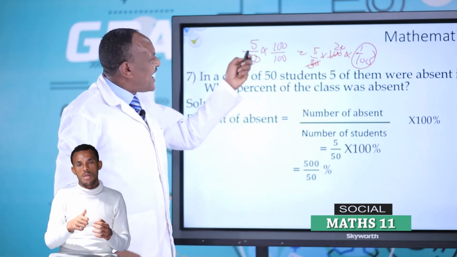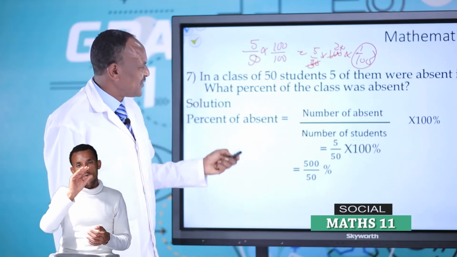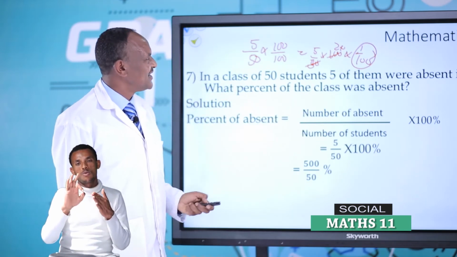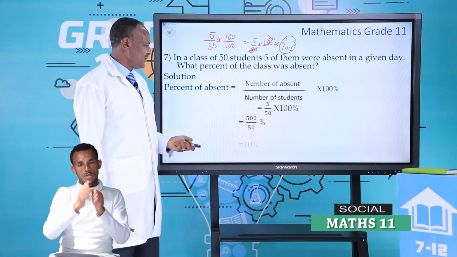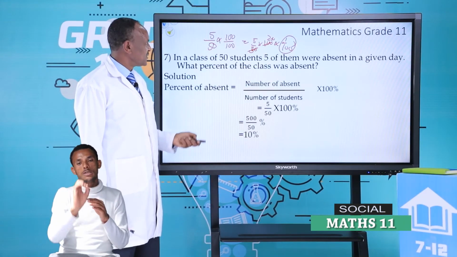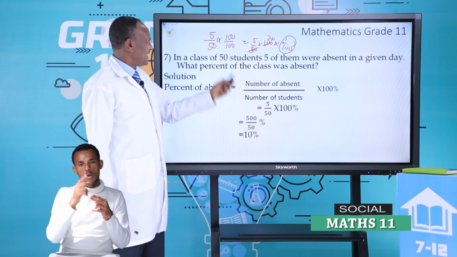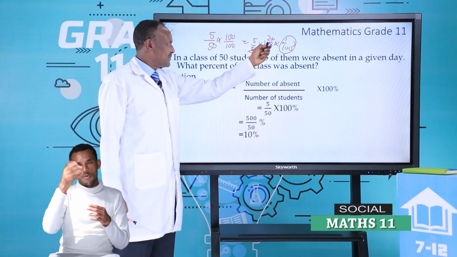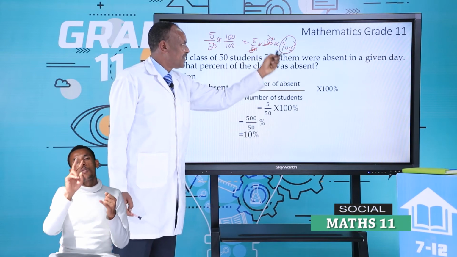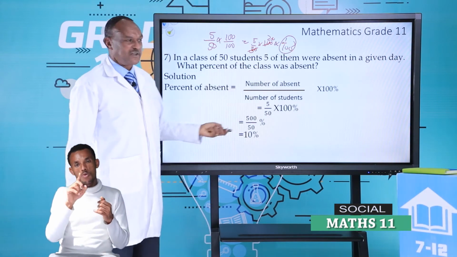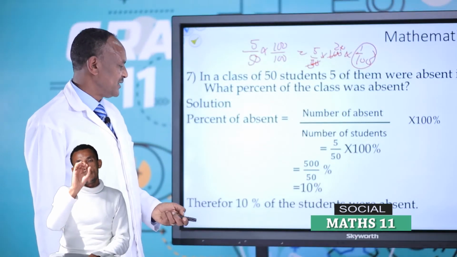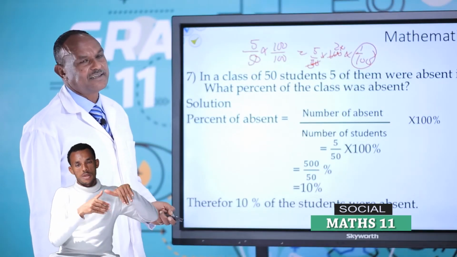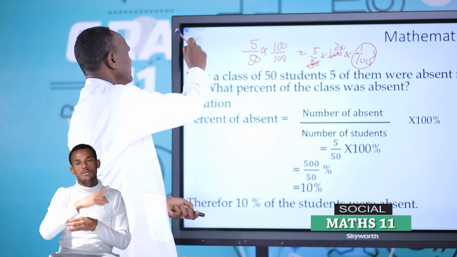So 5 over 50 is the ratio of the number of absent students to the number of students. When I multiply it by 100%, you are changing the given value into a percentage. So this means 100 over 100, which is 5 over 100 times 100 multiplied by 1 over 100. But 1 over 100, as we have defined before, is percent. So when this is simplified, 10% of the students were absent on that day.